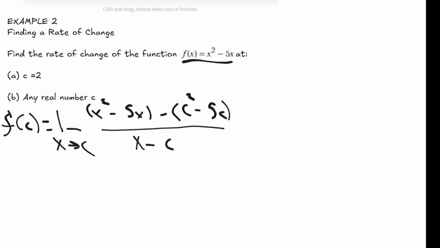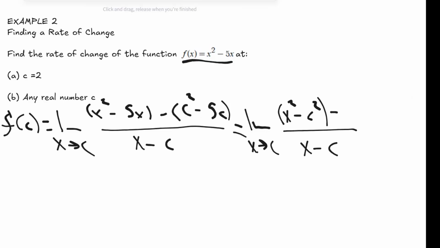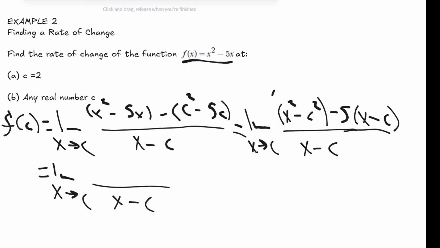Again, since we have rational functions, we should think to factor this. We know the denominator is going to be x minus c. If we rearrange some of the terms in the numerator, we can have x squared minus c squared minus, if we group the 5x and the 5c and factor out the negative 5, you'd have negative 5 times x minus c. This is going to be the limit as x approaches c, x minus c. This x squared minus c squared is a difference of squares, so that's x minus c times x plus c minus 5 times x minus c.